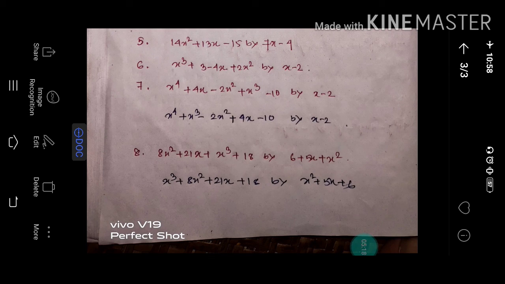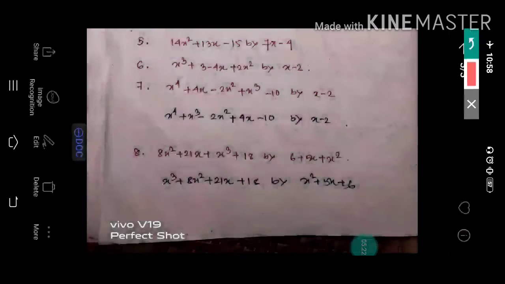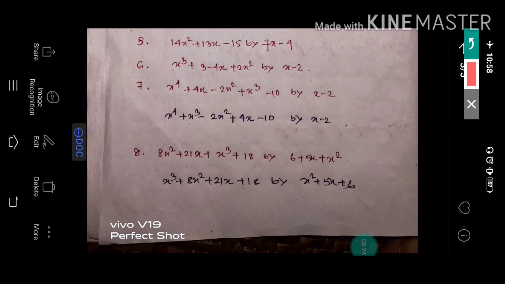The degree should be in descending order according to your divisor or your dividend. If you are arranging the terms degree-wise, from bigger degree to smaller degree in descending order, then your divisor should also be in that order. That means from degree 1 to degree 0, or from degree 4 to 3, then 2, then 1, then 0, like this it will be.